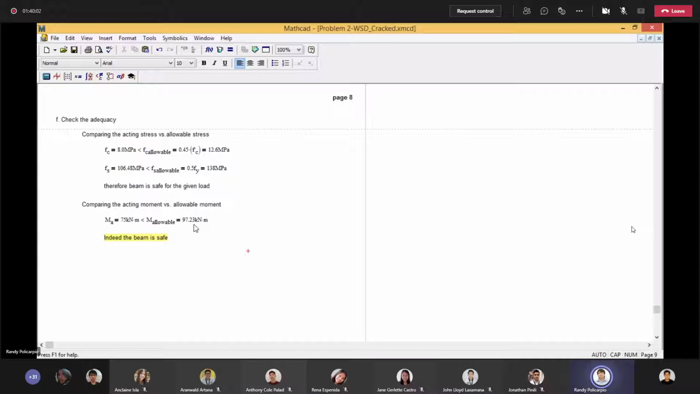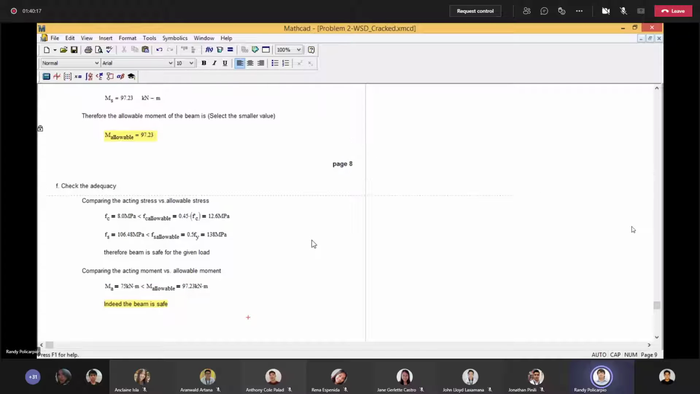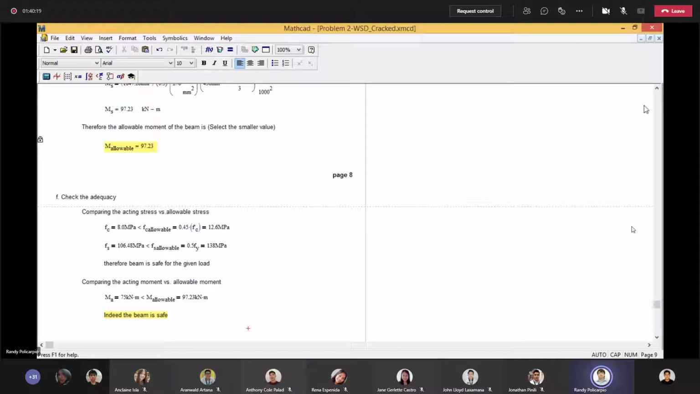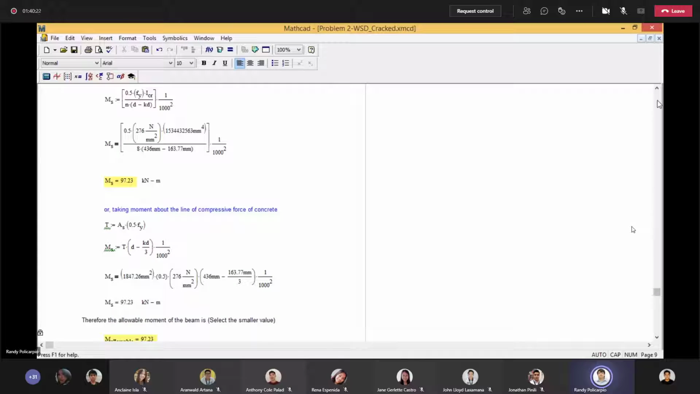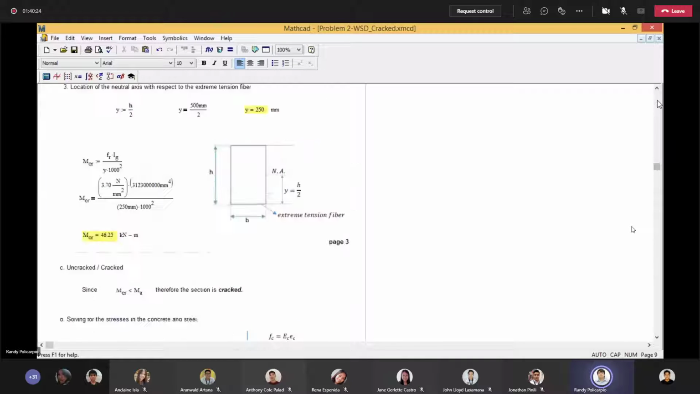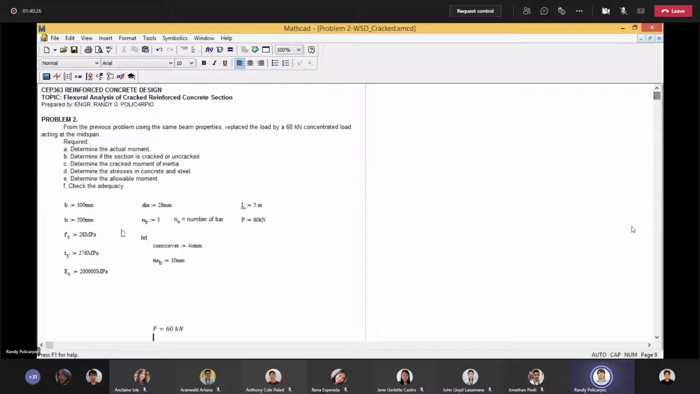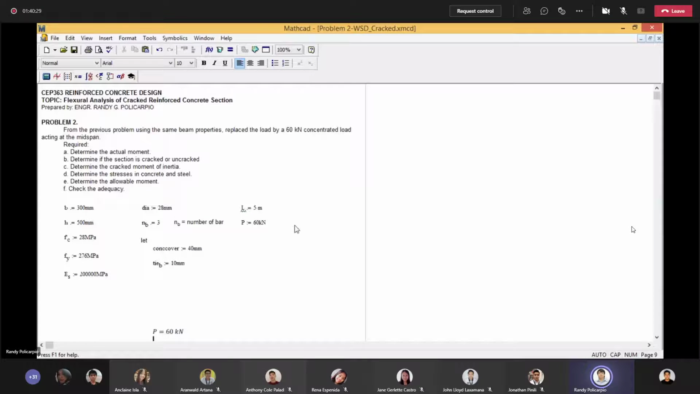So the capacity is more than the applied, no? So that is why the beam can carry the given load. So that is why our beam is safe. Okay? So yun yung about the problem number 2, which is all about crack section. Both problem 1 and 2 are rectangular section.